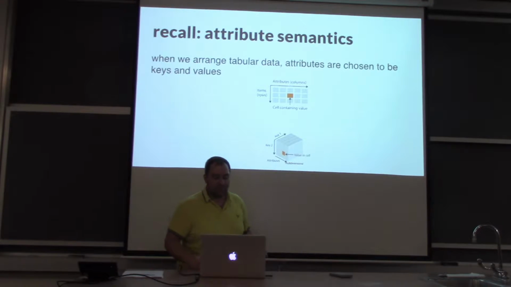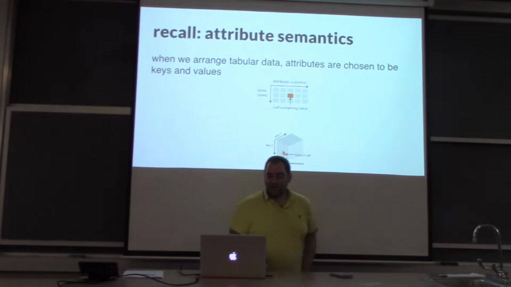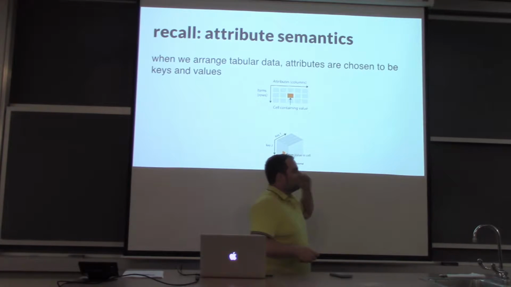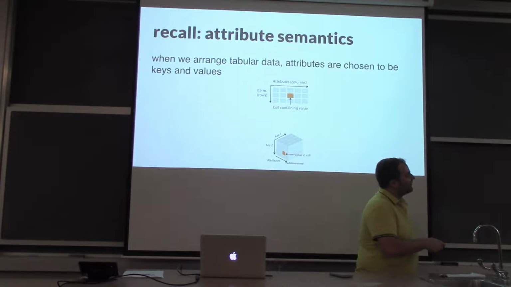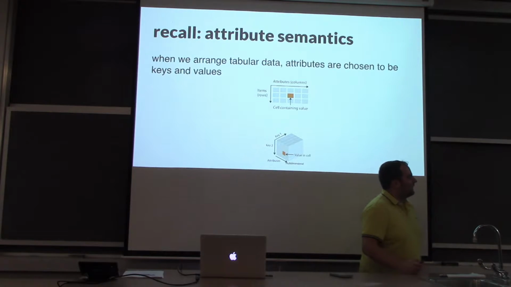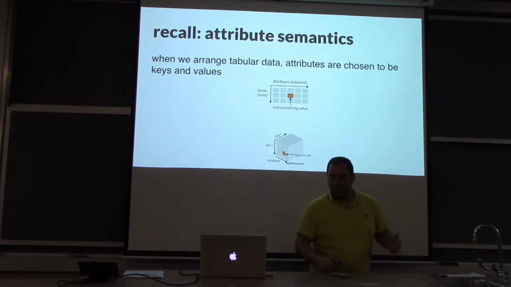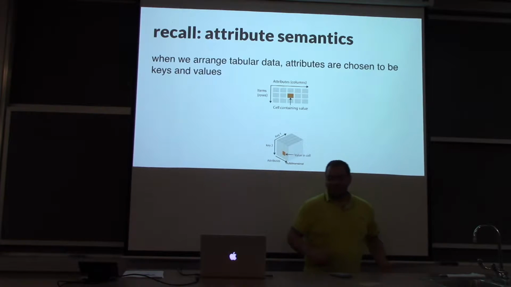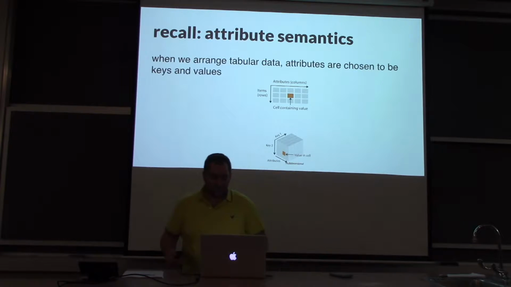And then also recall from the data lecture about attribute semantics. When we arrange tabular data, attributes are chosen to be keys and values. Typically, the most common form of table is that we have key items in rows. We have a key here that can also just be the index of the row, and then we have the attributes, these dependent observations about these independent variables, in the columns of the table. And so here in the center we have cells containing the value, and that is of course equally valid in a multidimensional table.